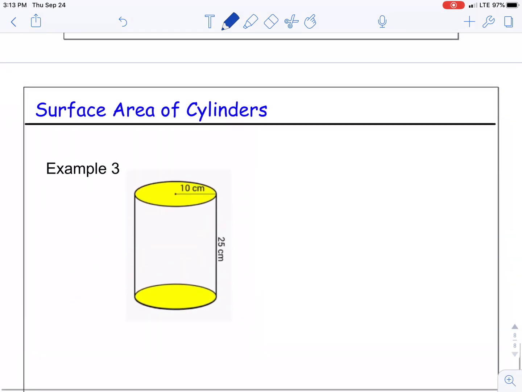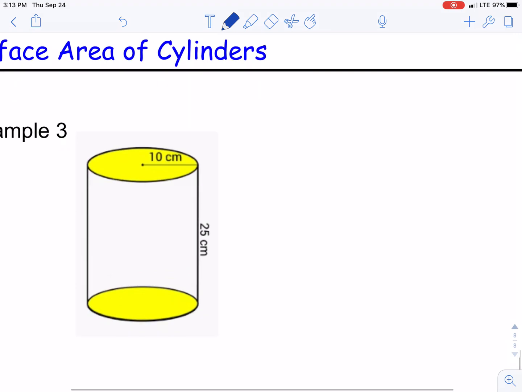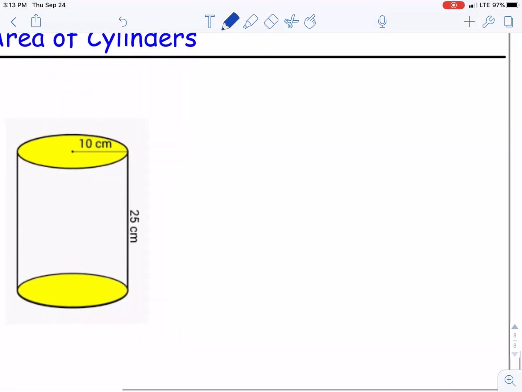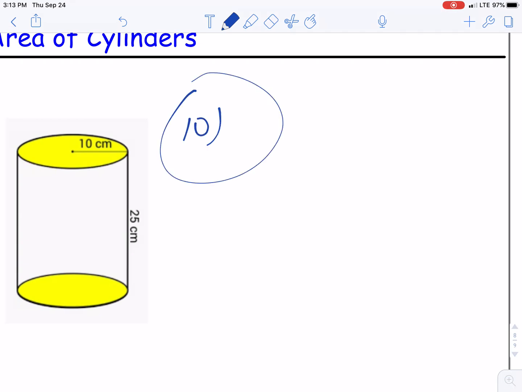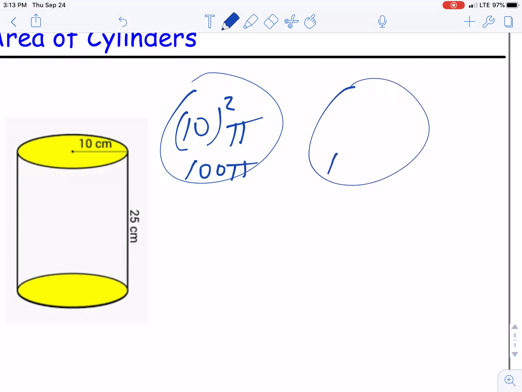All right, last one. Why don't you guys try this one out? Pause that video, try it out. All right, well, here we go. Pi r squared. The area of one circle is 100. So that means the base on the bottom is also 100. So both of these are 100 pi.